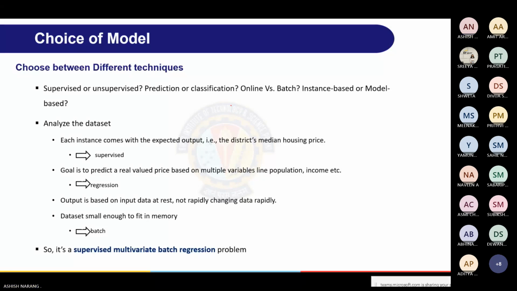Choice of model can be made in multiple ways. One is, of course, whether I want to use supervised techniques, unsupervised techniques, or whether I want to go with reinforcement or semi-supervised. So there is a choice between different techniques. First, let's talk about the two broader ones, supervised or unsupervised. If I'm going for supervised, should I go for prediction or classification? Should I go for online versus batch training? Should I go for instance-based learning or model-based learning? All these are the questions that we need to answer when we are choosing a model.